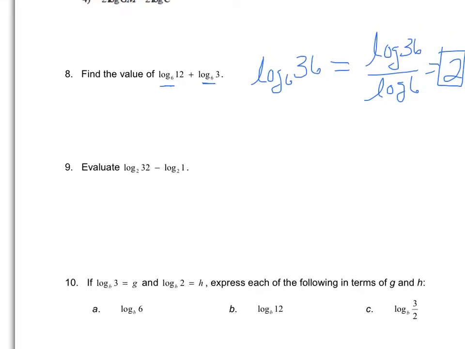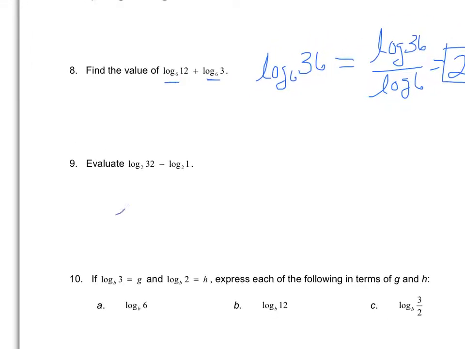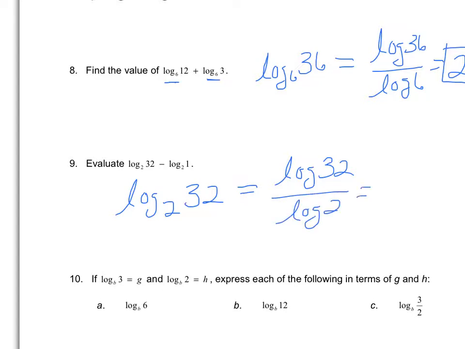All right, number 9. Log base 2 of 32 minus log base 2 of 1. I can't subtract because it's log, and subtraction means division. So I'm going to have log base 2 of 32 divided by 1, which is 32. So now that I have it down to a single log, I can actually do change of base. Log of 32 divided by log of 2. Put it in the calculator. What do you get? You're correct. It's 5.